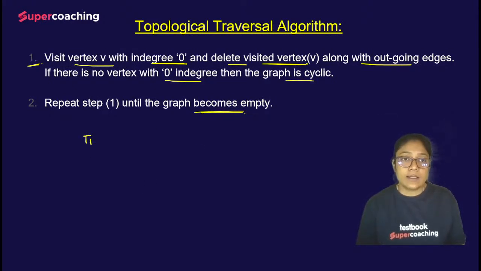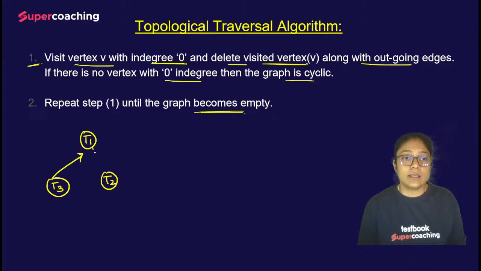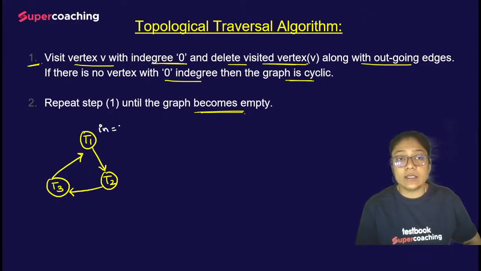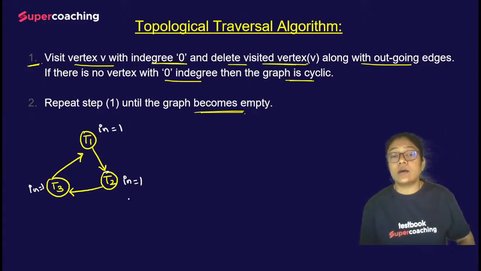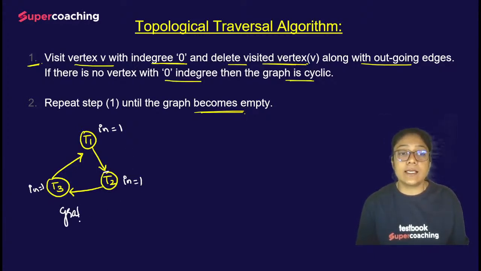Let us consider one example. T1, T2 and T3. In this case, we'll be able to get the serial order. Try to apply the topological traversal algorithm. When we are trying to do so, here the in degree is 1. Here also T2 की तरफ एक edge आ रही है, so in degree is 1. In degree is 1. There is no vertex present in the graph with the in degree 0, so we can say that this graph is a cyclic graph.